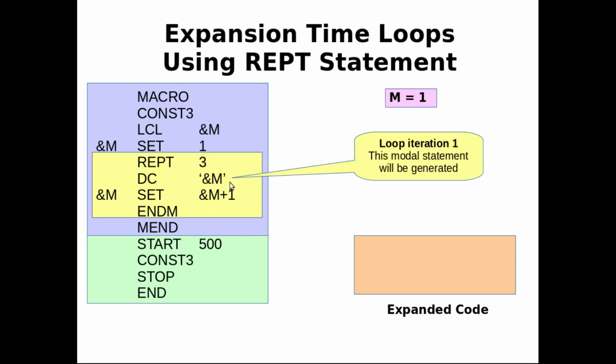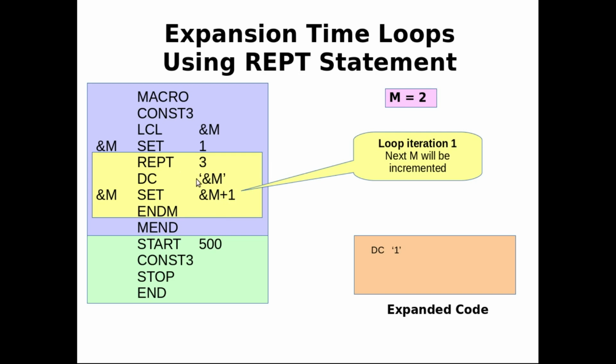And in the first iteration, in loop iteration 1, we process this statement. Since this is a model statement, it will be generated in the expanded code, and since the value of m is 1, m has been replaced by 1. Next, we'll go to this statement, set statement, which will increment the value of m by 1, so m will become equal to 2, and that completes iteration number 1.